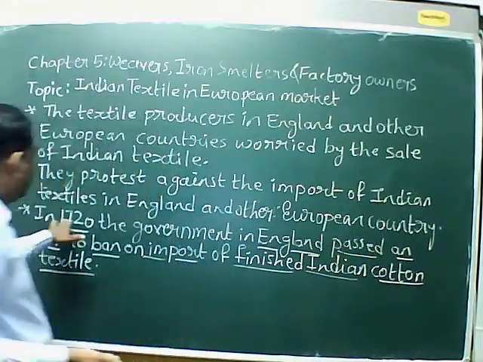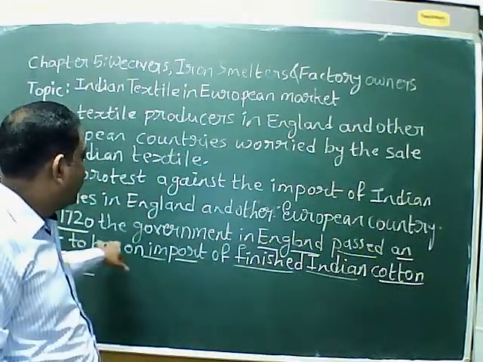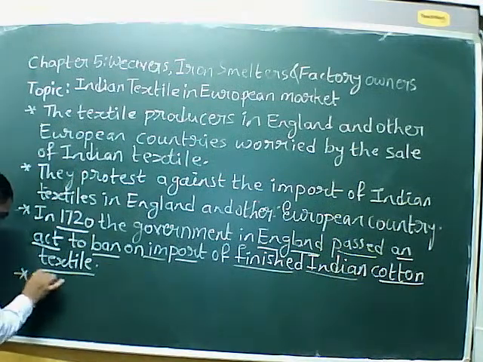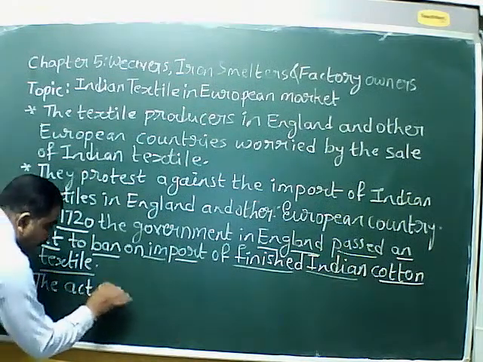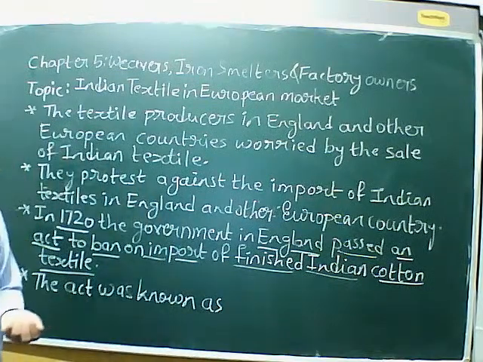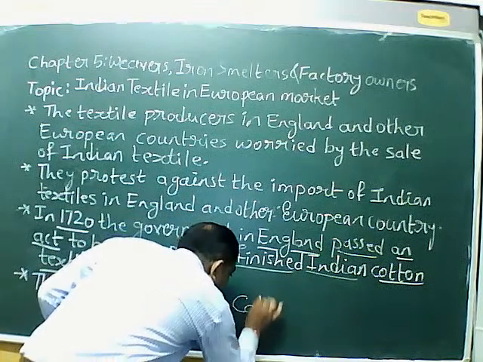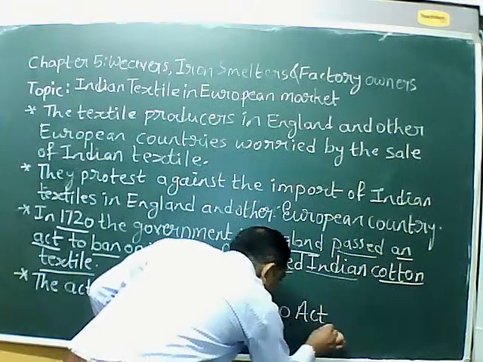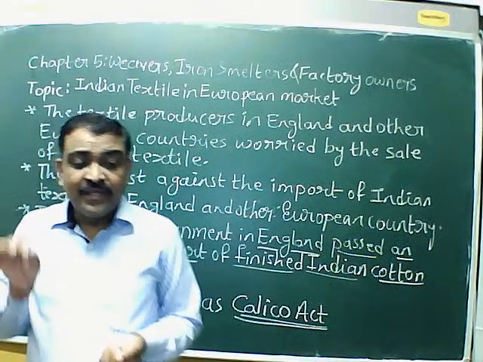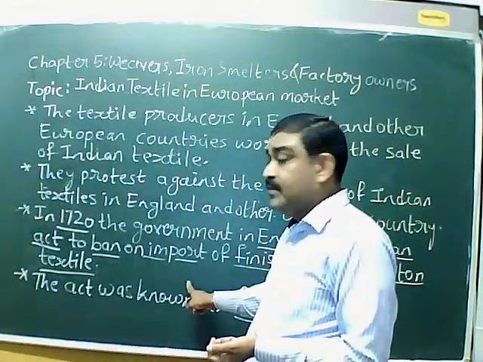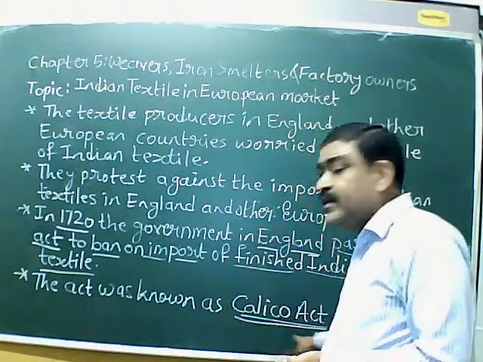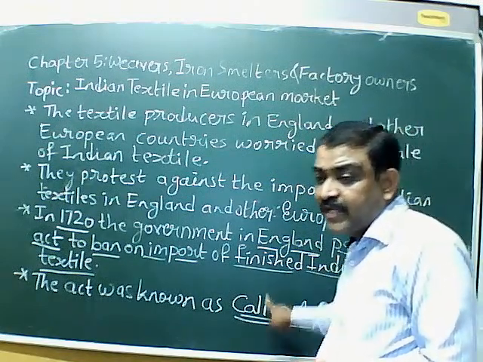Okay beta. So in 1720 the government in England passed an act to ban the import of finished Indian cotton textile. The most interesting thing: the law that was made, what was that law called? The law was known as the Calico Act. This is the most important thing. The law which was made to ban the import of Indian textile was known as the Calico Act. What was that law called, beta? Calico Act.